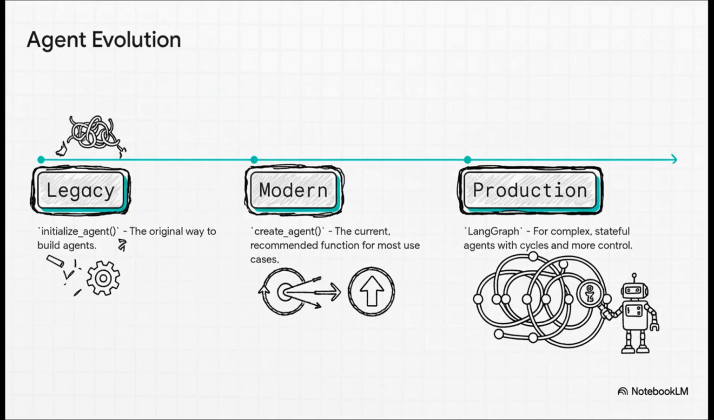It's also pretty helpful to see the evolution here. The create agent function we've been using, that's the modern standard. But for those truly complex production-grade systems where you need explicit control over loops, error handling, maybe even human-in-loop steps, the future is something called Langgraph. It gives you the ultimate control over the agent's flow.